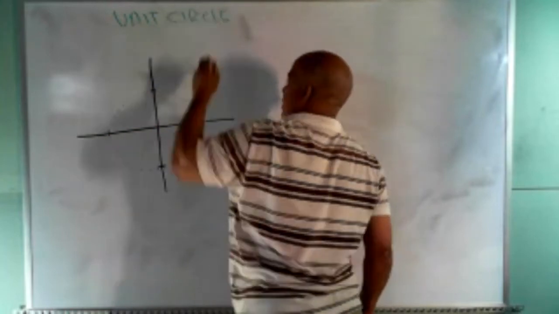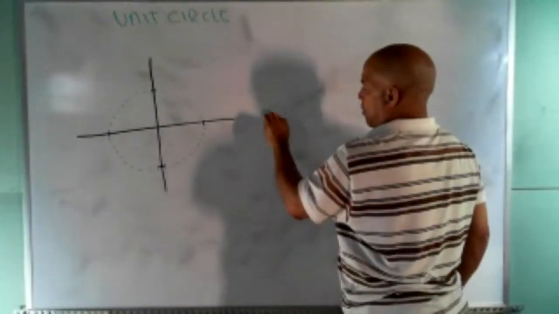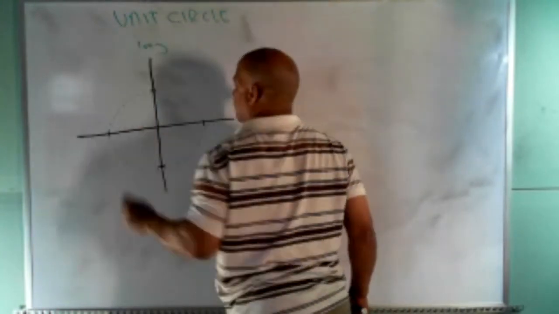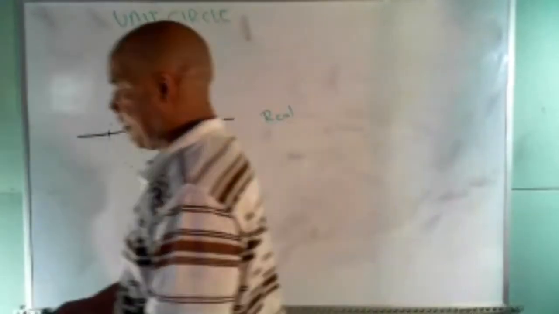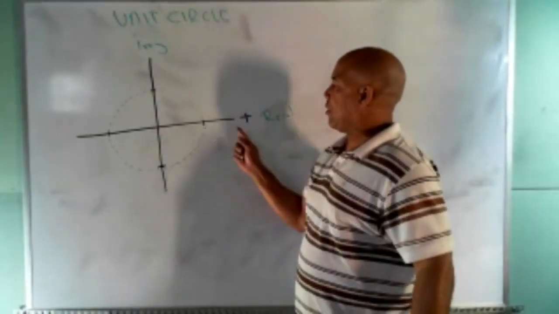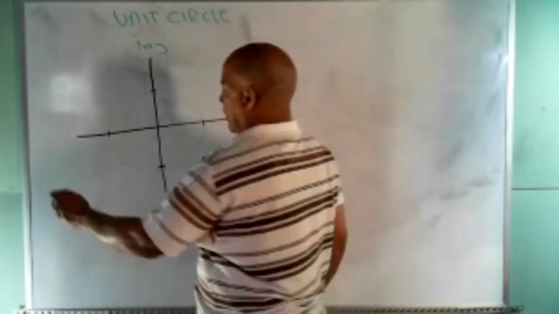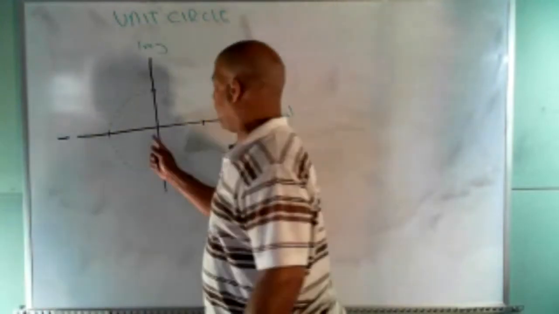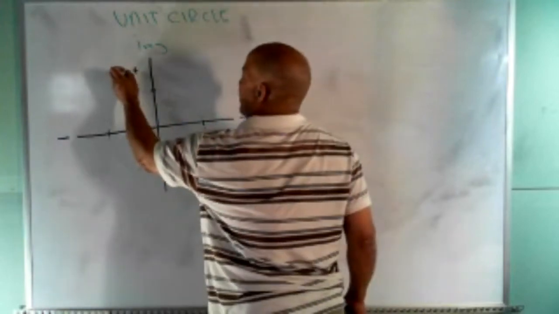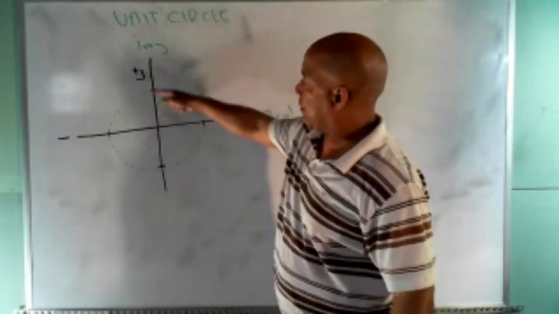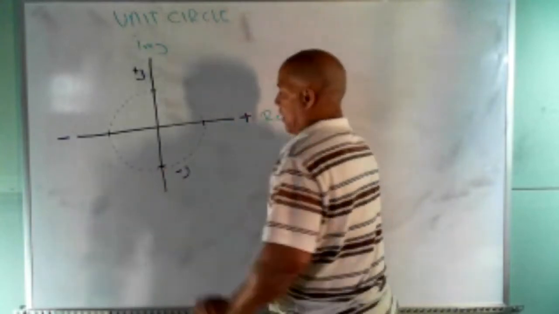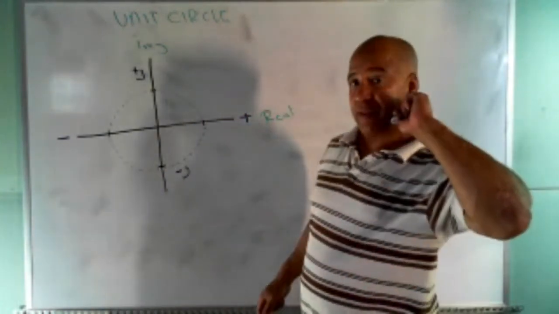And this, of course, is my real numbers. These are my imaginary numbers. So over here, that plus sign means everything from the origin over has a phase of 0. The minus sign means everything from the origin over there has a phase of 180. Plus J here means everything from here to there has a phase of 90. And the minus J here means everything from there down has a phase of minus 90 or 270.